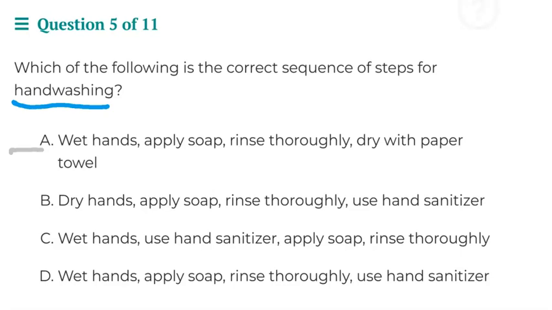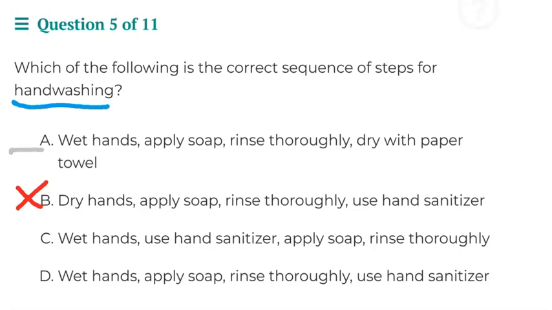We won't eliminate it. Option B says dry hands, apply soap, rinse thoroughly, and then use hand sanitizer. This doesn't sound entirely right because it sounds kind of like the options are messed up. You wouldn't really dry your hands before applying the soap. And as we said in option A, we want to wet our hands before applying the soap to properly lather the soap. So we could eliminate choice B.